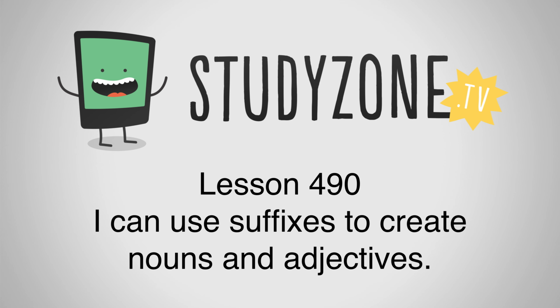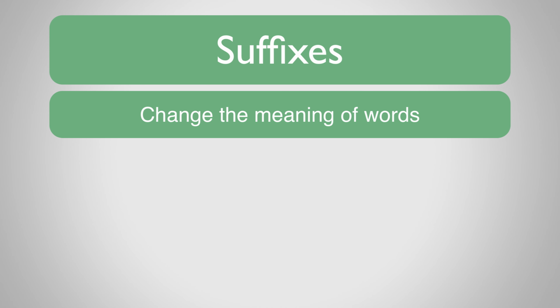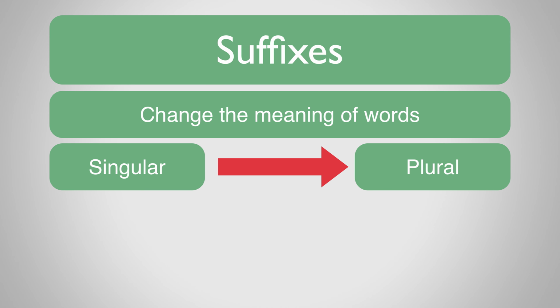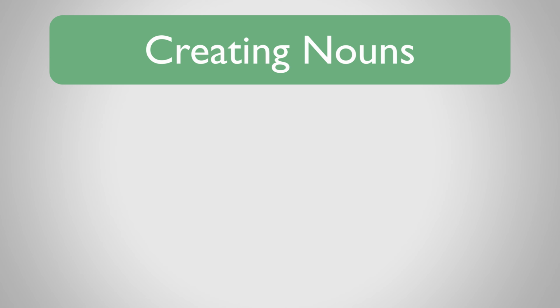We already know that suffixes are letters that can be added to the ends of words to change their meaning, such as to change from the singular to the plural. They can also be used to change the word class of the root word. Let's start by learning how to create nouns from root words.